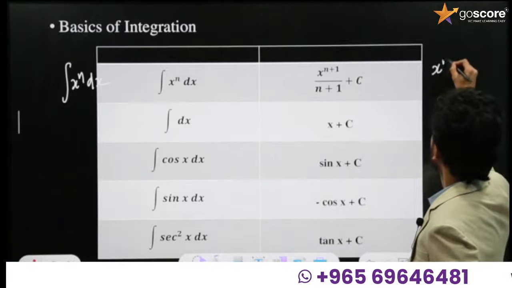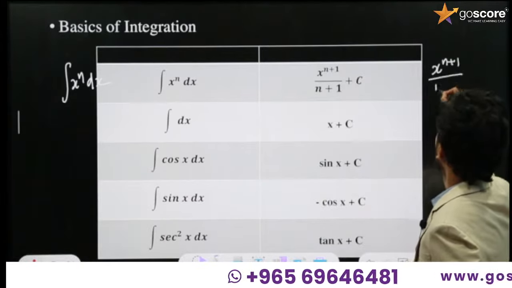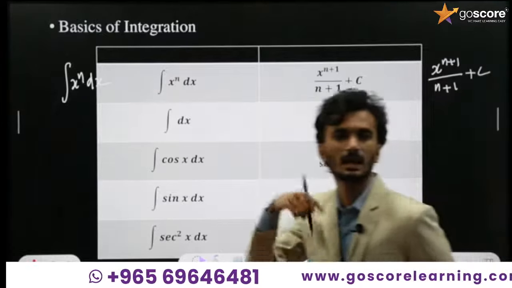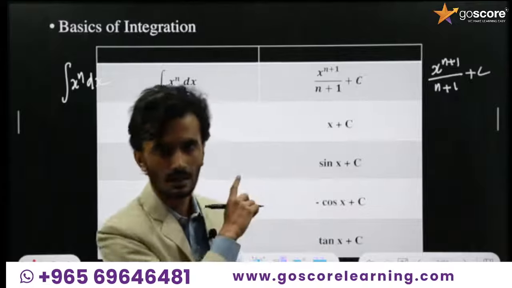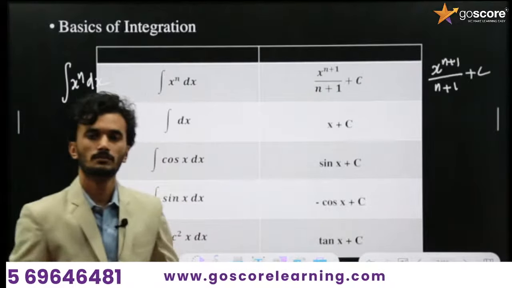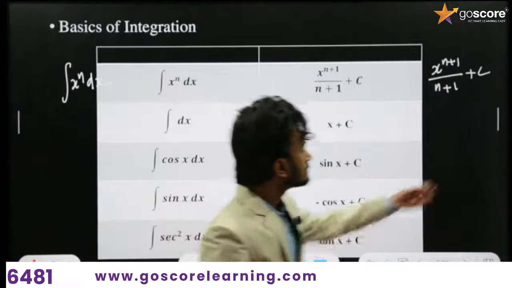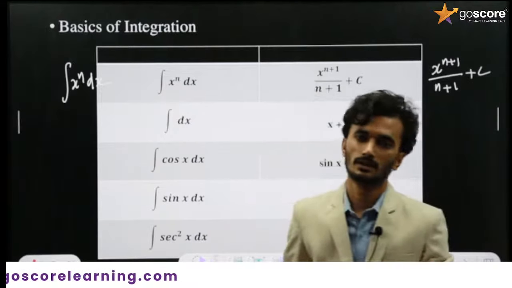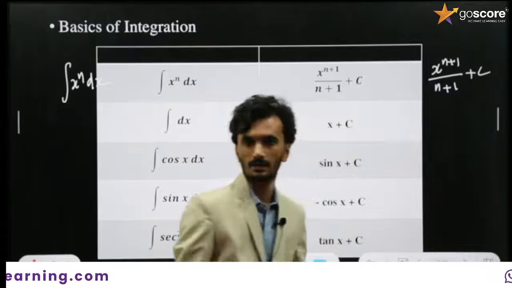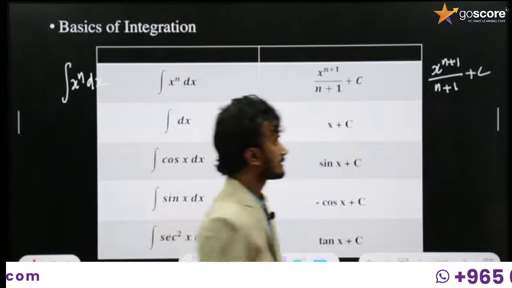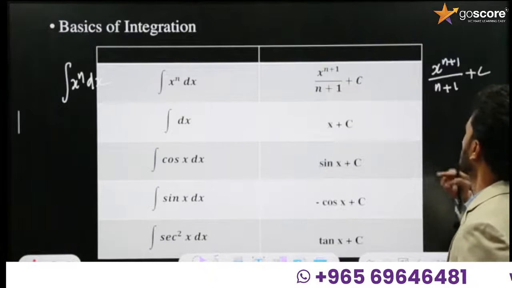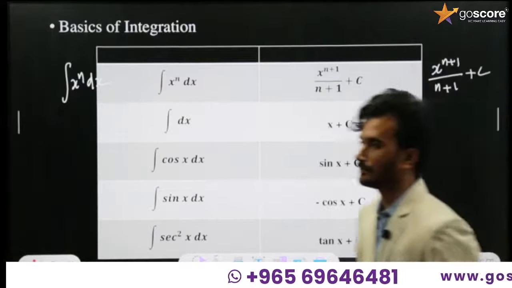So it is x raised to n plus 1 divided by n plus 1 plus c, where this c is an arbitrary constant, so it must be a real number. So we can use that c as a capital letter or a small letter. That c represents that it is an arbitrary constant, where n is not equal to minus 1. If it is minus 1, it will be undefined.